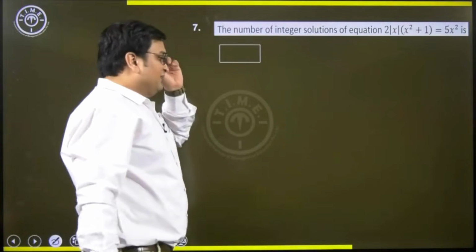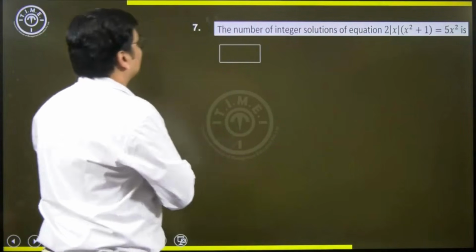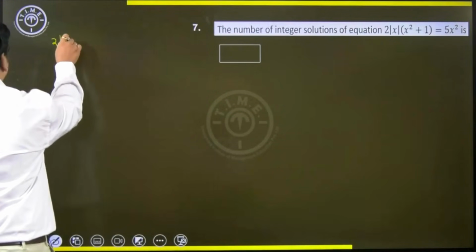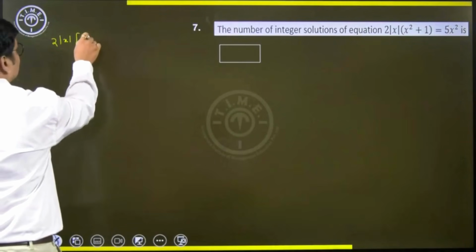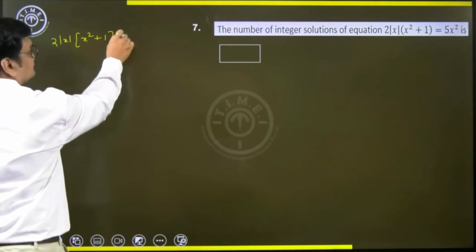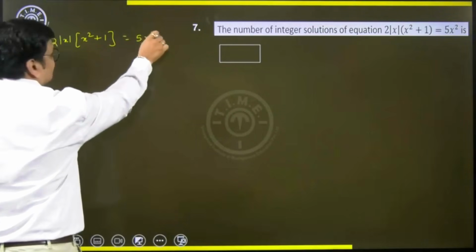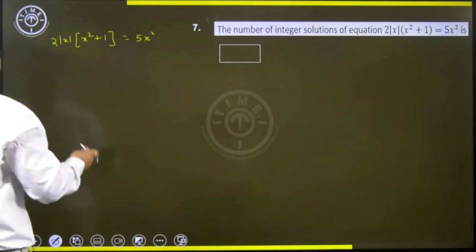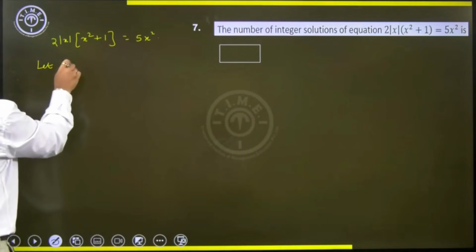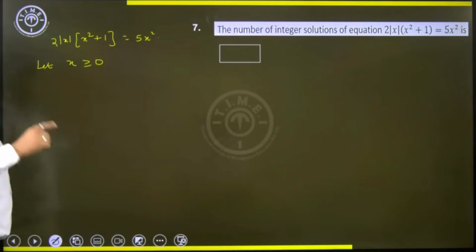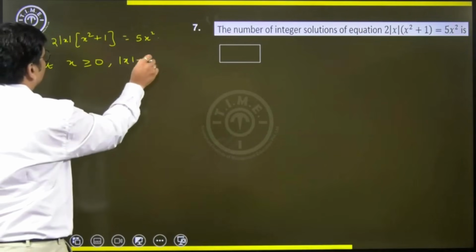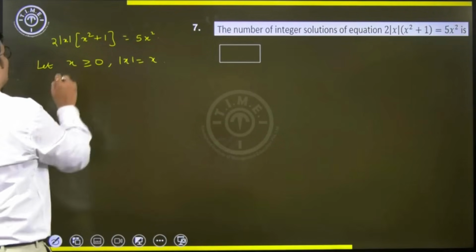Next one, the seventh one: the number of integer solutions of the equation 2|x|(x² + 1) = 5x². Let us assume one thing, let x be greater than or equal to 0. If x is greater than or equal to 0, can I say the mod x value can simply be taken as x? So, how would this equation change?